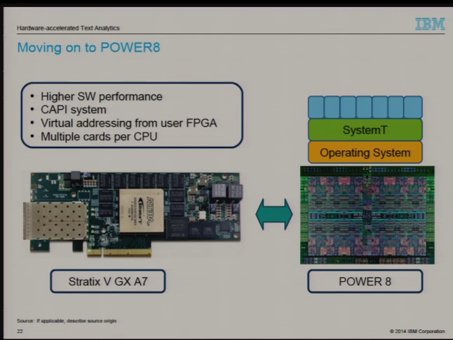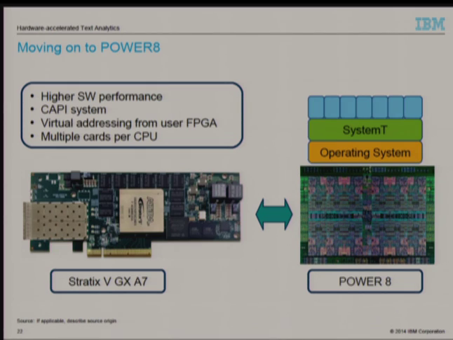But what we would assume to see is, on the one side, higher software performance as Power 8 is improving on that. We now really have a cache coherent system, so the accelerator is attached in a coherent way. So we get rid of this software MMU stack that we have there. And now we also can use multiple cards on the Power 8 to accelerate maybe even larger queries.